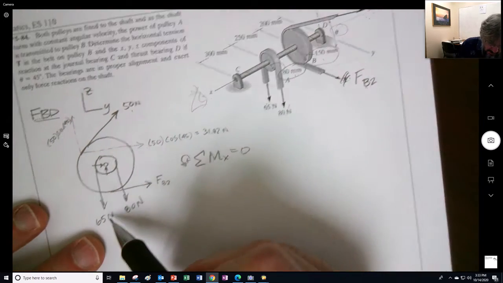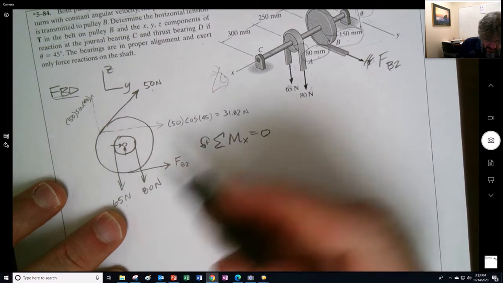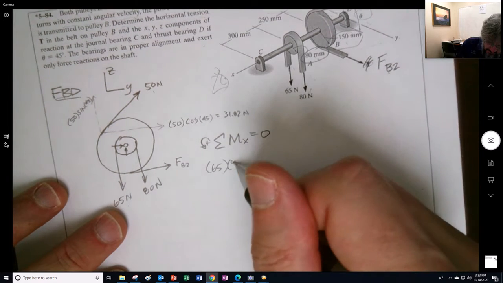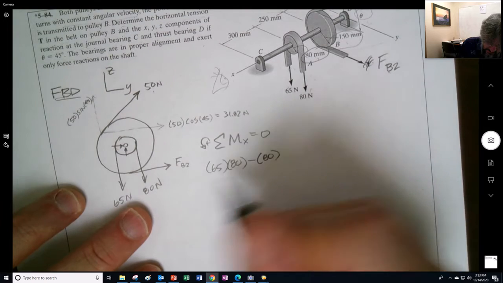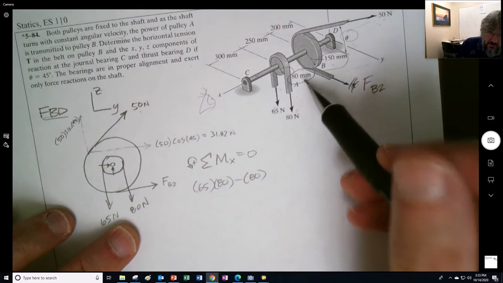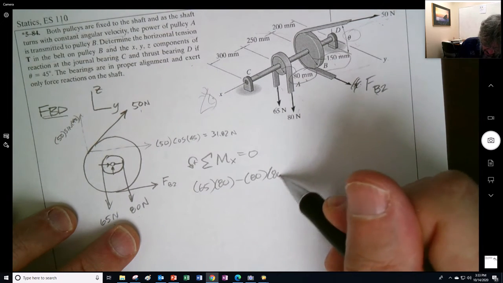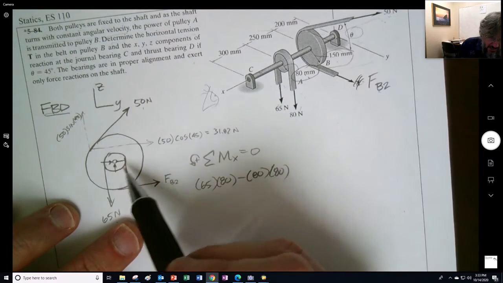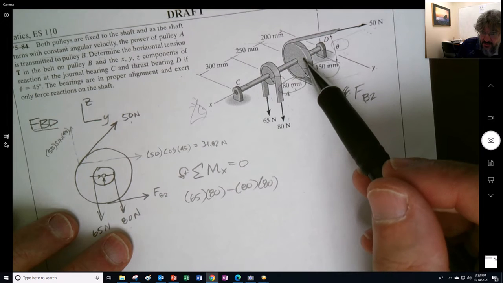And so I'm just going to go systematically: 65 times its radius, and it's clockwise, 65, and the radius is 80. And let's go minus 80, because that's that force, times the moment arm, which is the radius right here. That's the perpendicular distance right there. So 80 times 80. By the way, that combined would give us what the net torque is going to be because of this pulley. The other pulley better have the same torque, because those torques need to balance out.